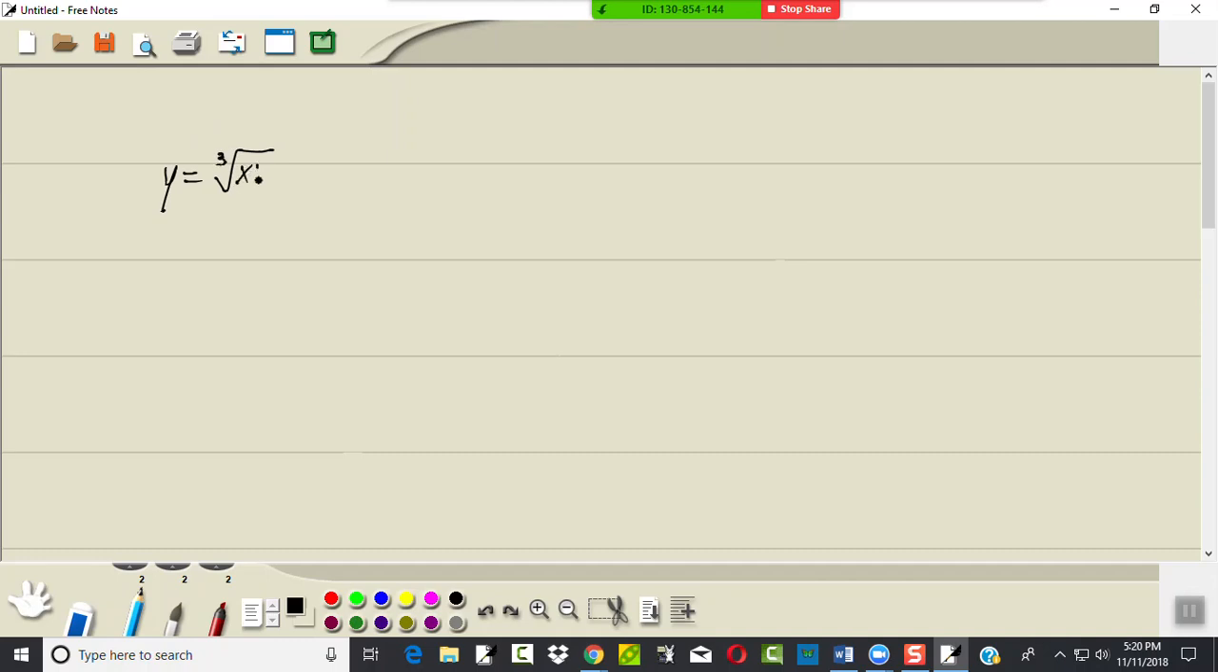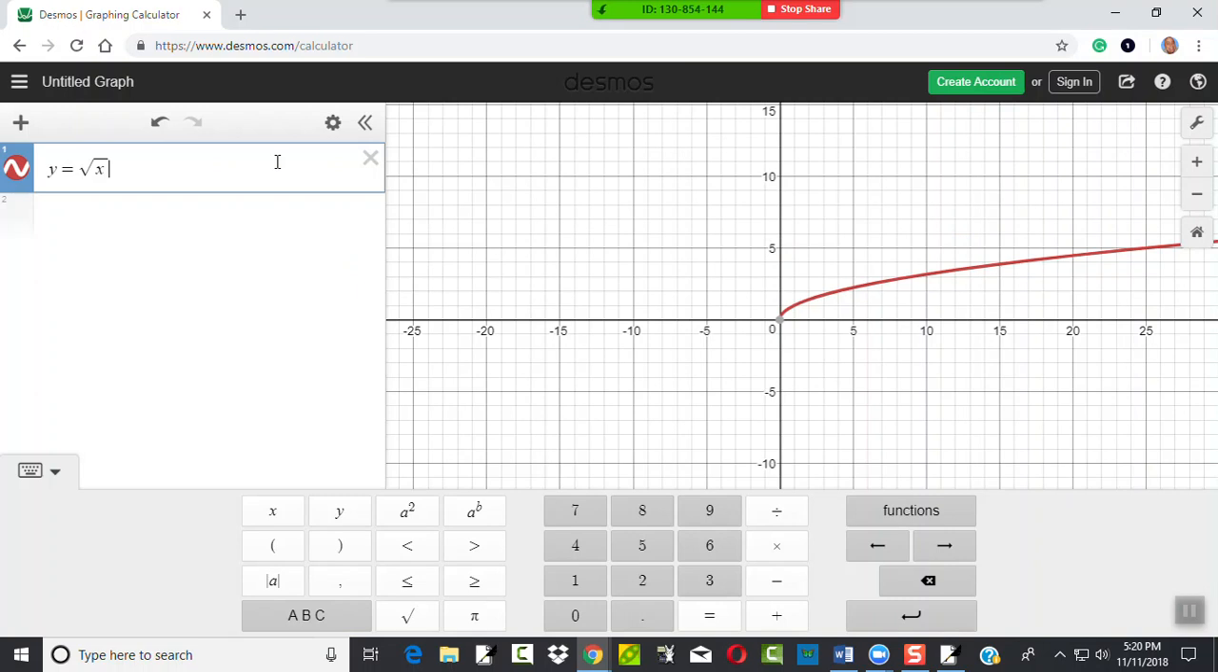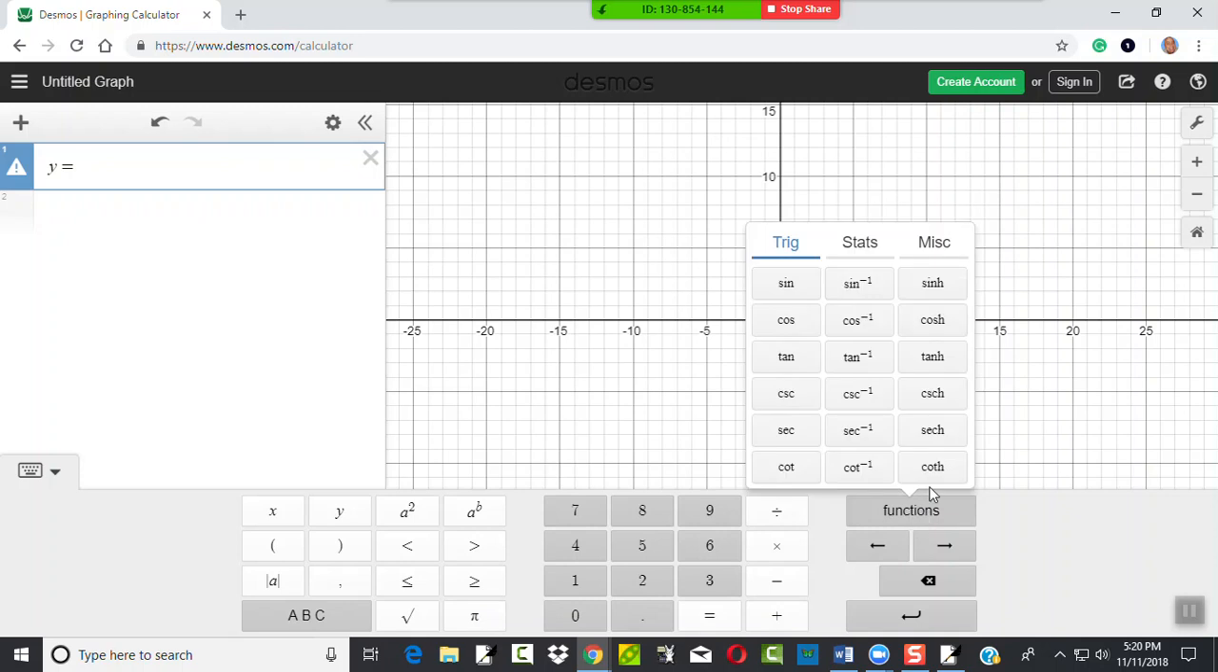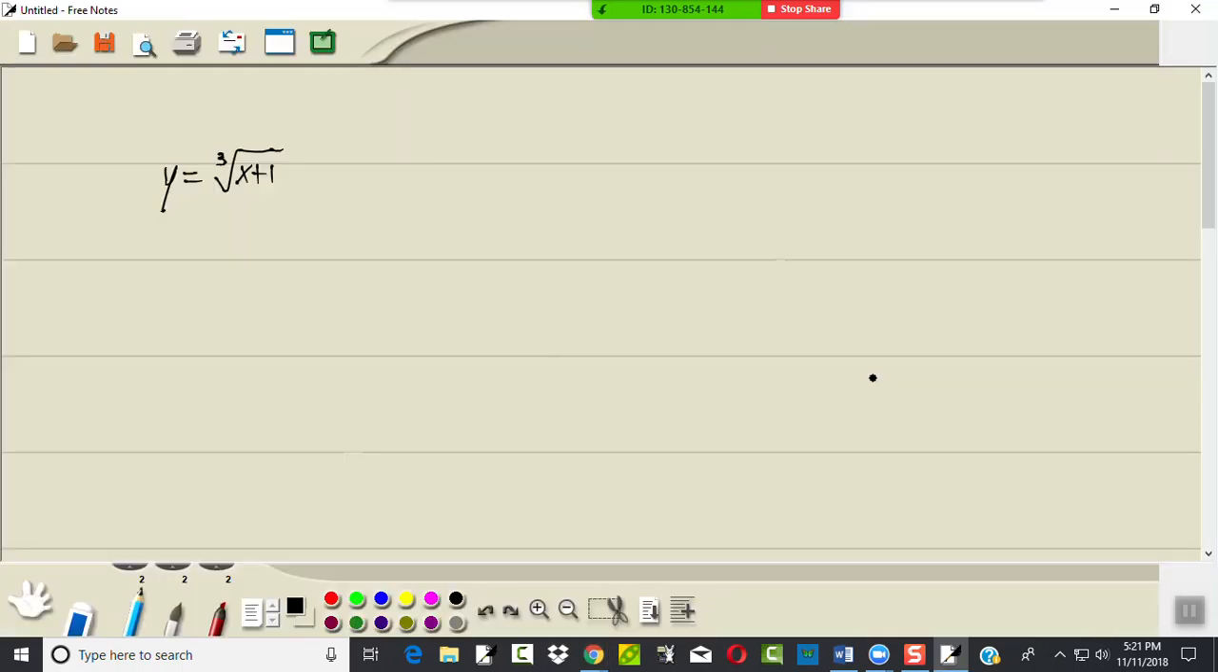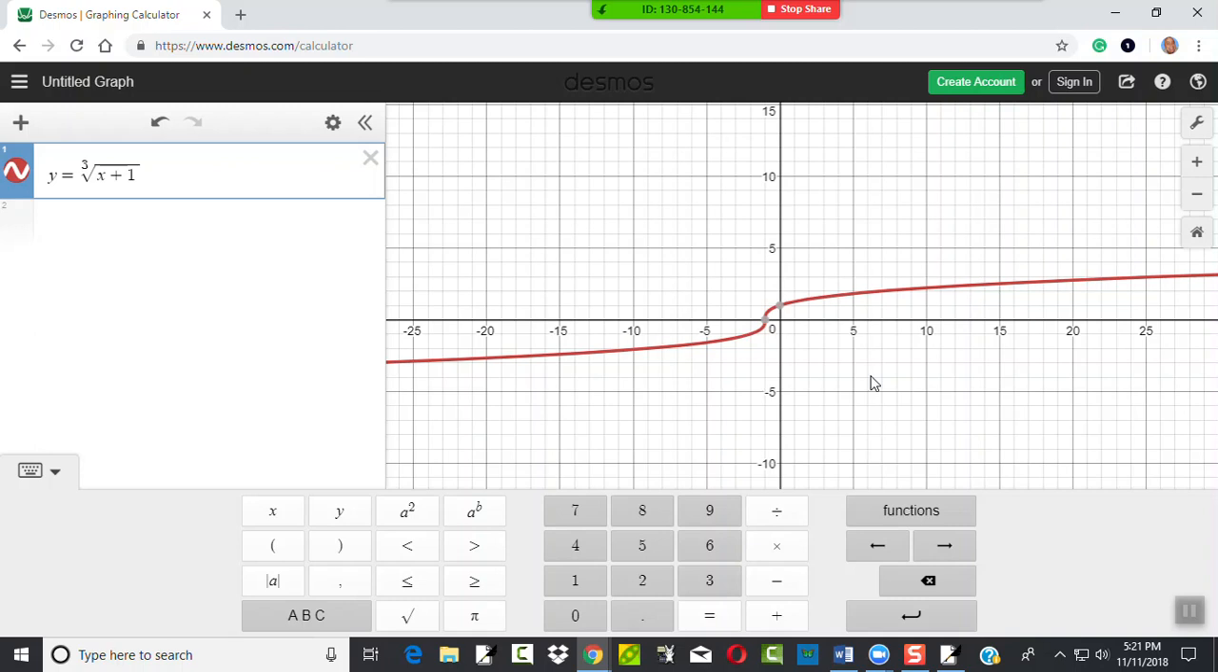Say the cube root of x plus 1. I really don't know where this is at, so maybe it's not here. Y equals cube root. Go to functions. Miscellaneous. Yes. This is a radical symbol with an n. That n can be any number. So I click that. And I can put 3 here. And x, what did I say? Plus 1. And that gives us our graph.